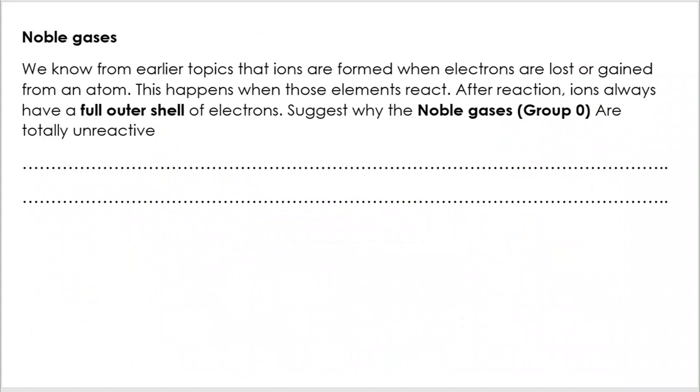Okay, so we know from the previous section that earlier topics that ions are formed when electrons are lost or gained, and that happens when elements react. We always end up in ions with a full outer shell of electrons. So why are noble gases totally unreactive?